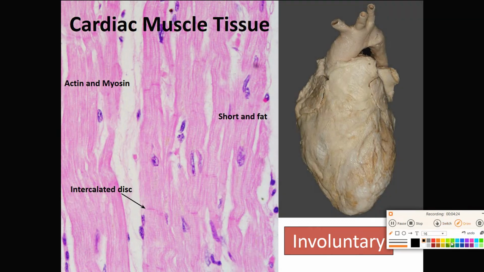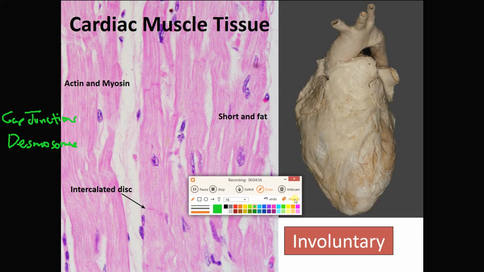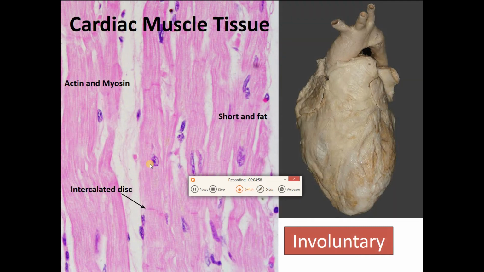They consist of two things. They are going to consist of gap junctions, which are going to let the heart work as one big unit by electrically coupling all the cells. And the intercalated discs also are going to contain desmosomes, which are going to strongly physically anchor the cells to one another. All right, that is the second type of muscle tissue that we're doing, and we are doing three.